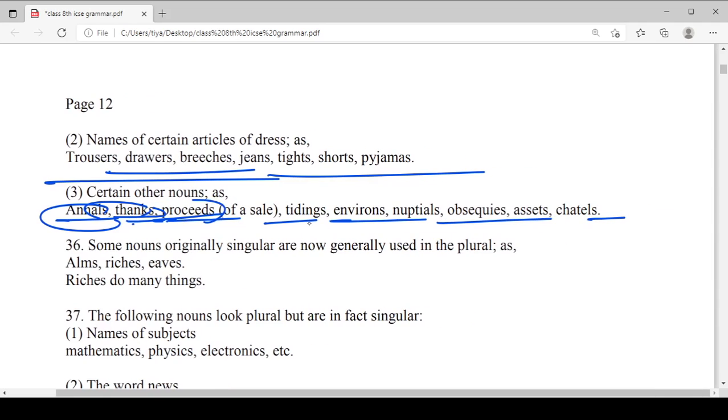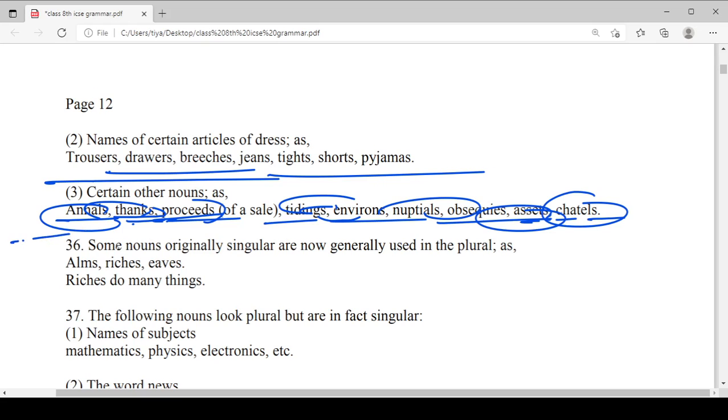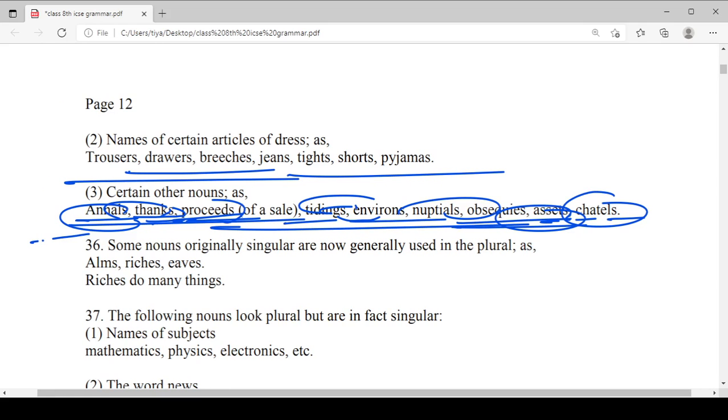Proceeds makes complete sense with s. Tidings makes complete sense with s. Nuptials, don't call it nuptial, it is nuptials. Okay, obsequies, assets, don't call it asset. Chattels, don't call it chattel. So these words and many other words like them give complete sense only with the s. Without the s, they cannot give the complete sense. So just keep these things in mind and remember them.